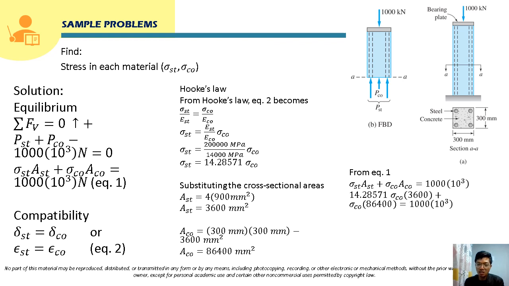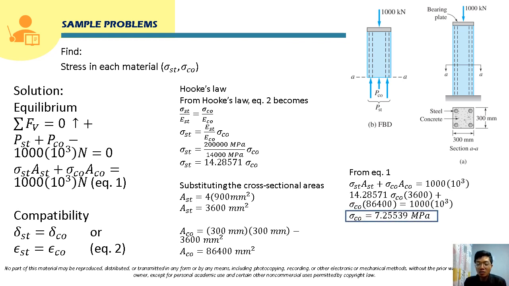So we can input this in our calculator. This will just be 1,000 times 1,000 over, we can combine the two COs, so this will be 14.28571 times 3,600, plus 86,400. So the value for this, class, is 7.25539. So this will now be the stress in the concrete.